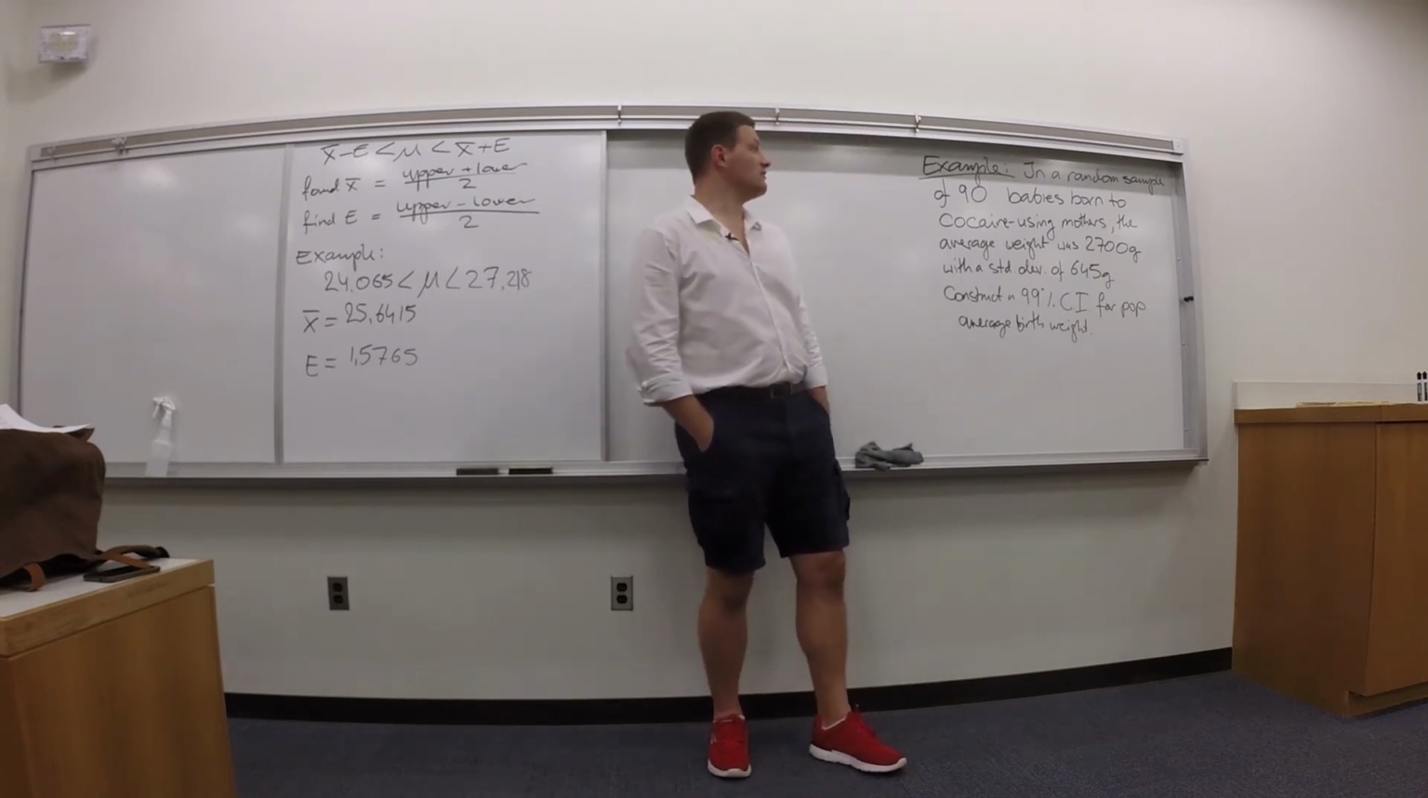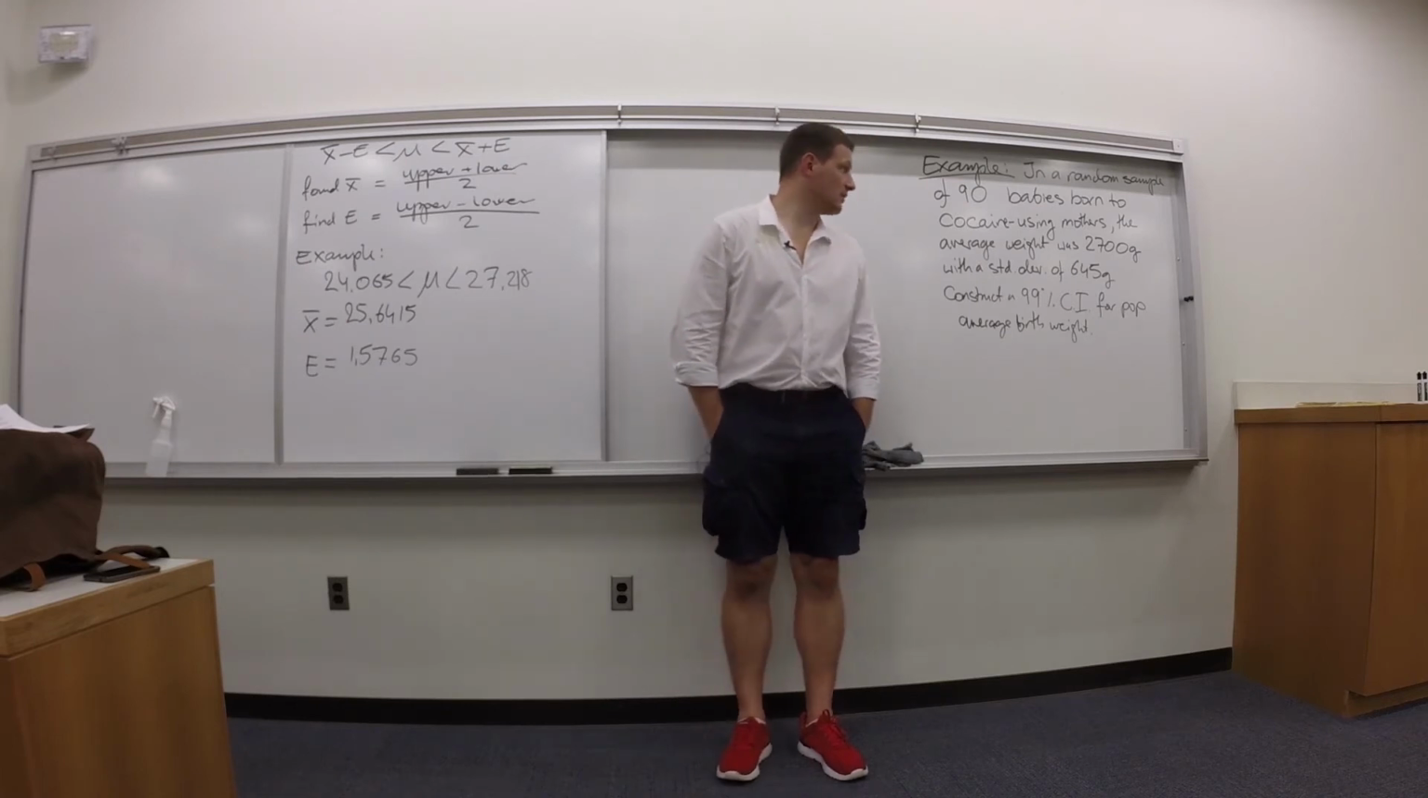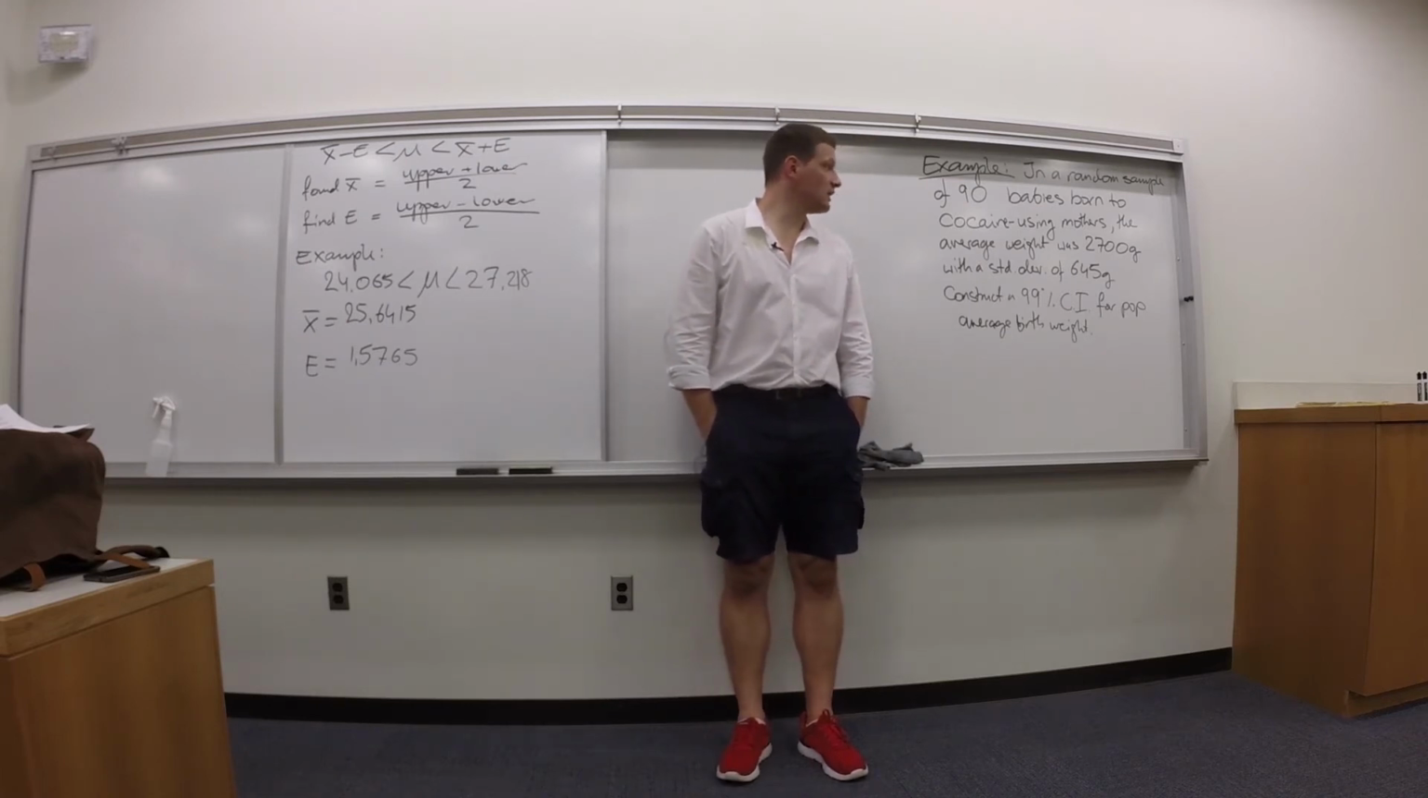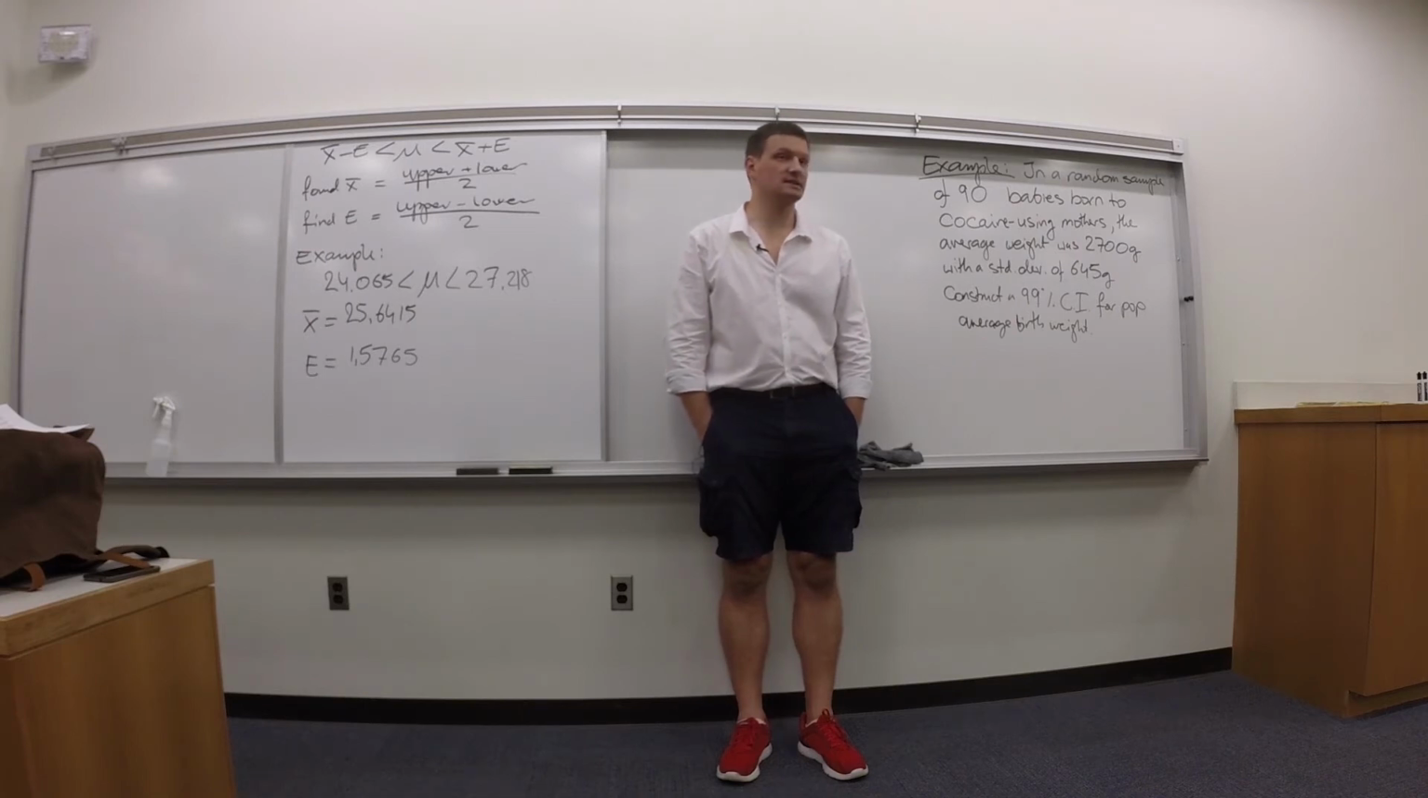So in a random sample of 90 babies born to cocaine-using mothers, the average weight was 2,700 grams with a standard deviation of 645 grams. Construct a 99% confidence interval for population average birth weight.